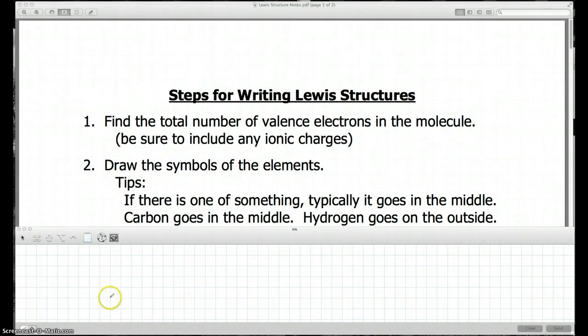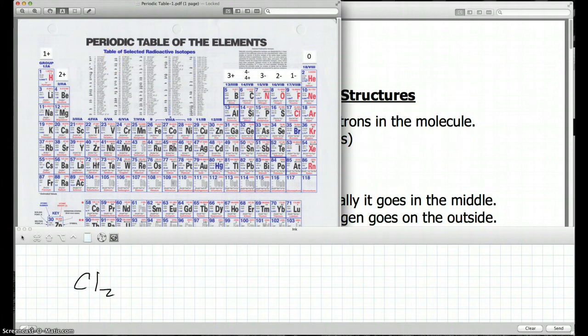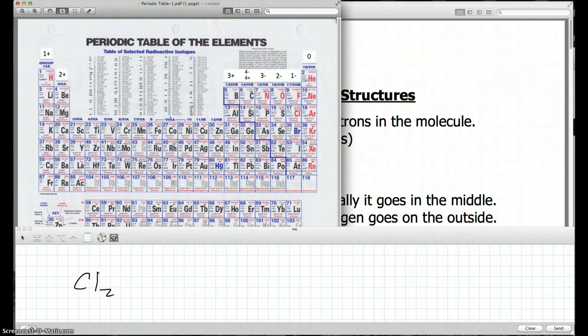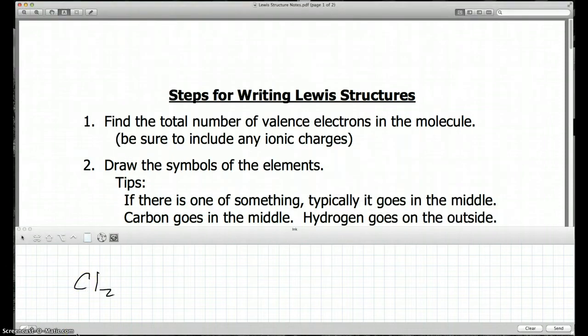Okay, chlorine, Cl2. Actually, before I look at the periodic table, step 1 is find the total number of valence electrons in the molecule. And the way we do that is the 1 through 8 pattern. The 1, 2, skip a few, 3, 4, 5, 6, 7, 8 pattern on the periodic table. So all these have 1, all these have 2, skip a few, 3, 4, 5, 6, 7. So we see that chlorine is in the 7 valence electron column. So chlorine has 7, but we have 2 chlorines.